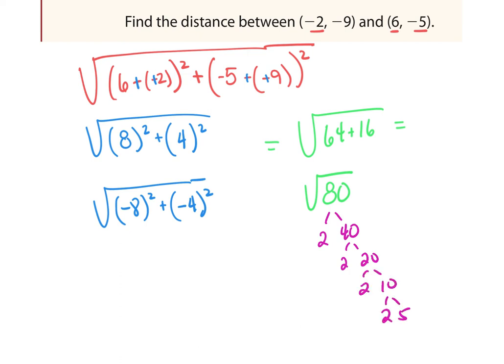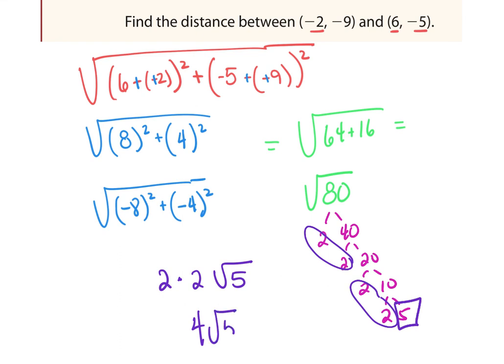If it pairs up, it comes out. If it doesn't, it stays in. So I have 2 comes out, another 2 comes out, and then I have a 5 that stays in. So my final answer here is going to be 4 square root of 5. So anytime you don't have a perfect root, you want to check to see if you can reduce it, just like anytime you have a fraction, you want to see if you can reduce it. All right, so let's try distance.